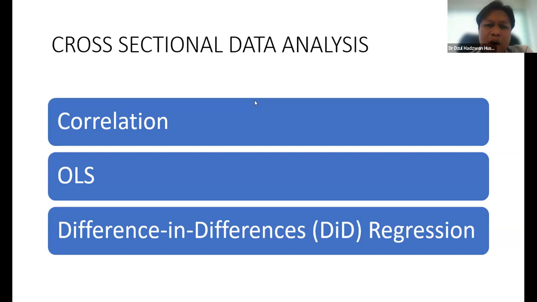These are types of technique that we can use: correlation, OLS, and difference-in-differences regression. And for me, the advantage of the cross-sectional data is the data that you have collected. That makes your output of the research become more significant and valuable.